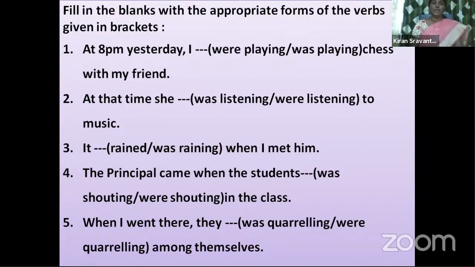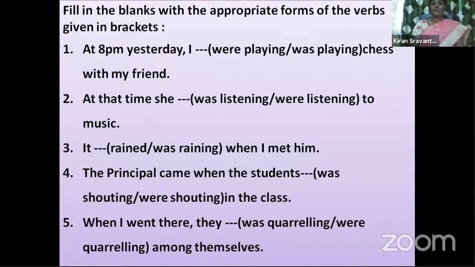And coming to the third sentence, it rained or it was raining when I met him. It was raining when I met him. So here you find one action in progress and the other action was completed. So we refer to the completed action in past simple tense, and we refer to the action that was in progress at one point of time in the past in past continuous tense. So it was raining when I met him.